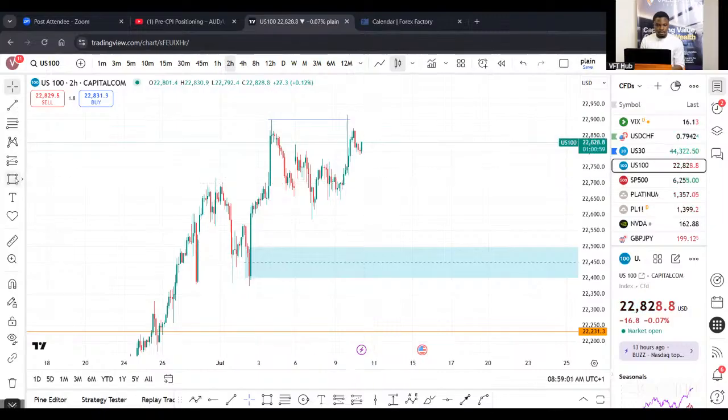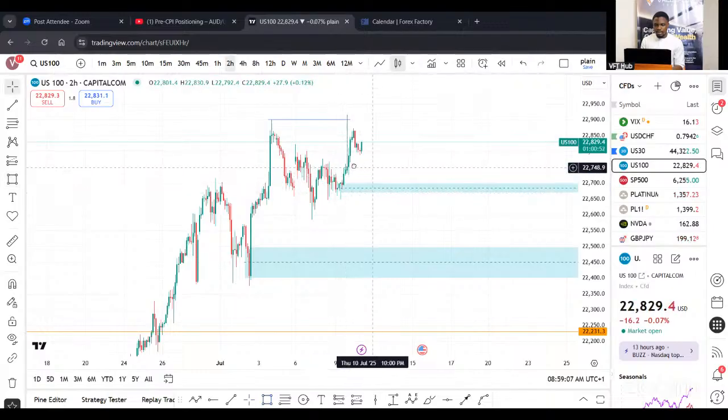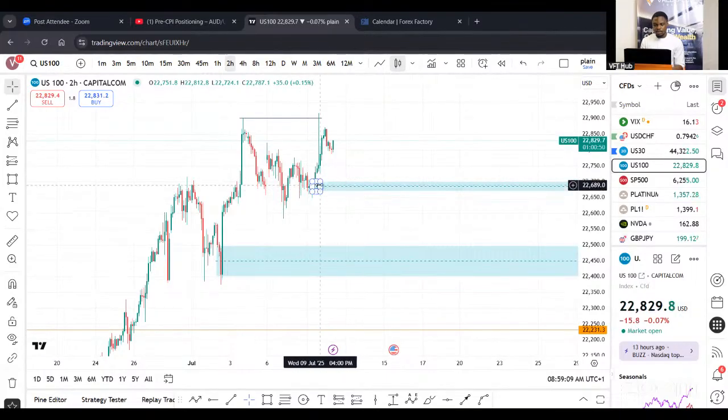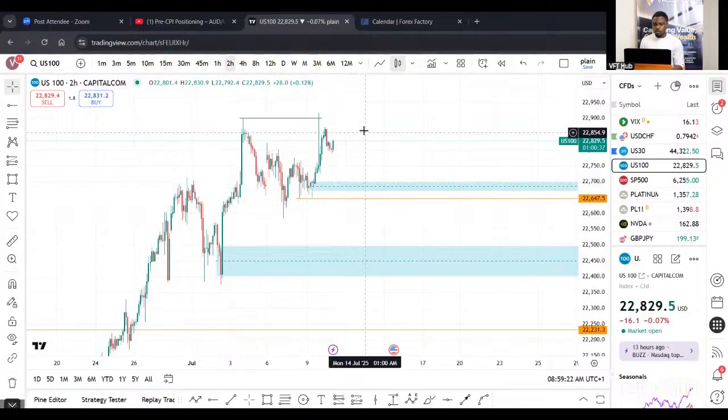I have some zones marked out. There's a fair value gap here. There's another block below here, right? There's a fair value gap, another block below here, and also this zone in totality. Meaning if for any reason price prints a wick below and taps this, we should see that push to the upside again, right?